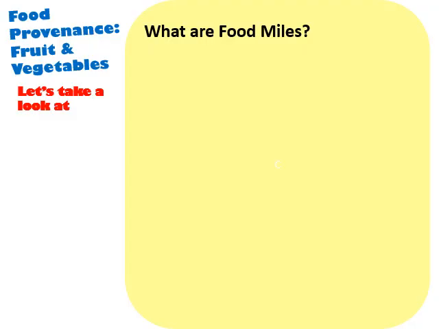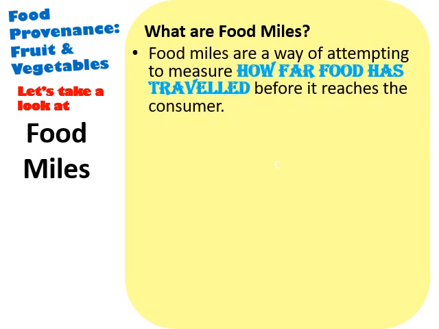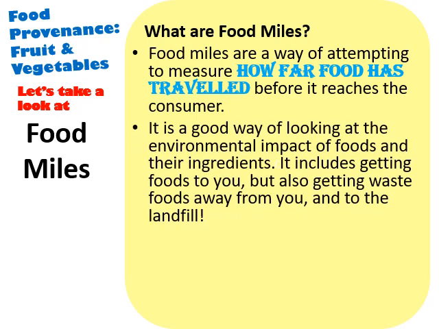Welcome back. So what are food miles in general? We could say food miles are a way of attempting to measure how far food has traveled before it reaches the consumer, from farm to fork. It's a good way of looking at the environmental impact of foods and their ingredients. It includes getting foods to you, but also getting waste foods away from you and to the landfill. So it works both ways.